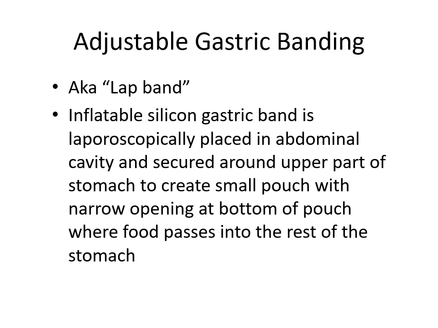So looking at the lap band, again, an inflatable silicone gastric band is laparoscopically placed in the abdominal cavity and secured around the upper part of the stomach to create a small pouch with a narrow opening at the bottom of the pouch where food can pass through to the rest of the stomach. So in essence, we put a very, very tight seatbelt around the upper portion of the stomach, narrowing the hole. So we've created this small artificial stomach, and then nutrients can still go through this small hole into the rest of the stomach, into the small intestine.